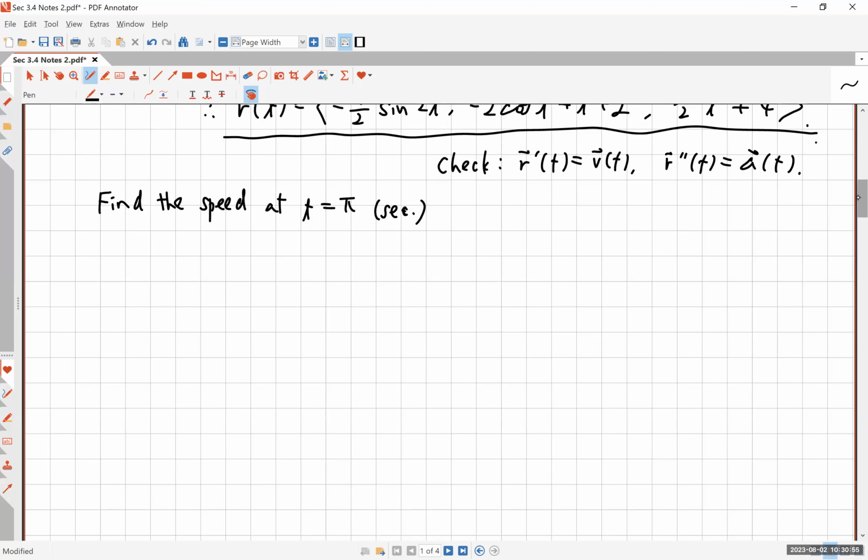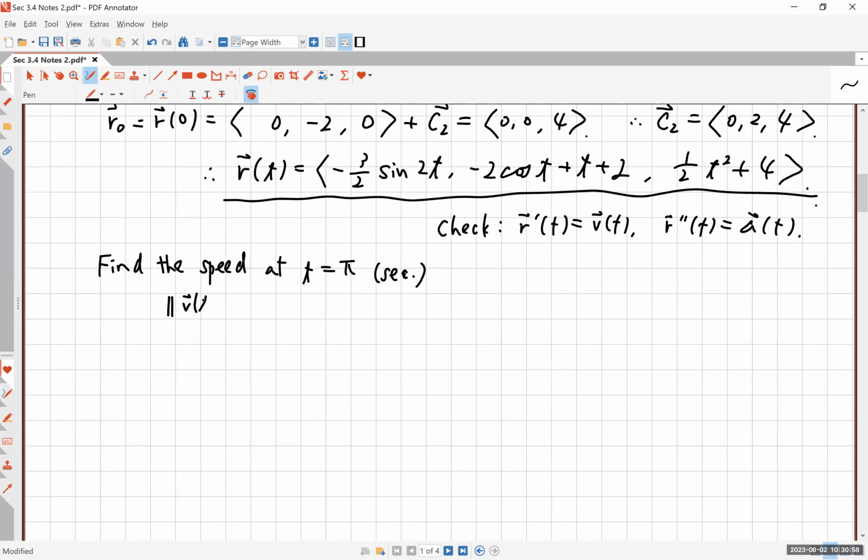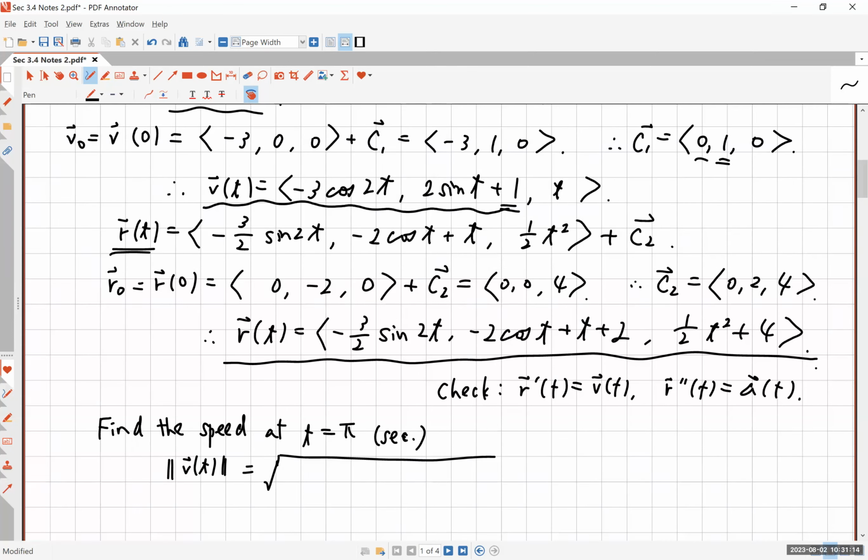Now what you can do is, I wouldn't do it, but if you are so led, you could try to find the magnitude of the velocity function, which is the square root of, and remember you have this velocity function right here. So this will be 9 cosine squared 2t plus the second part, 2 sine t plus 1. You have to square that quantity, and then plus t squared. And then you can evaluate this at t is equal to pi.